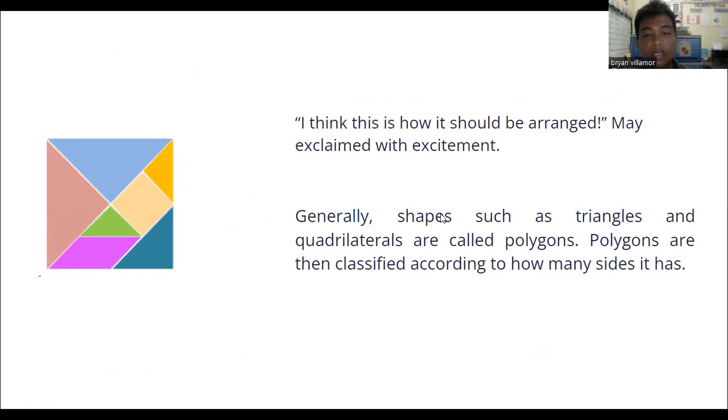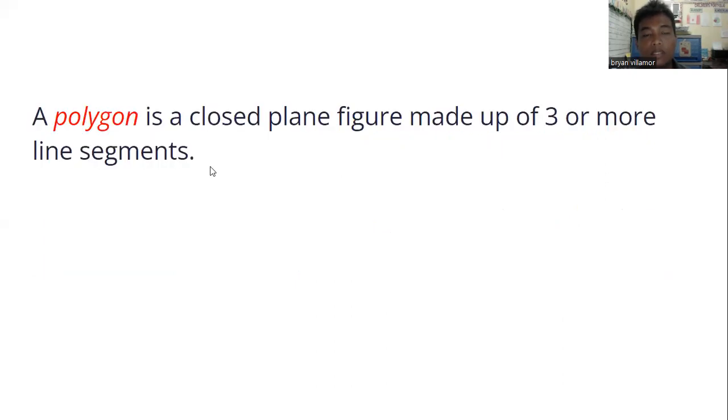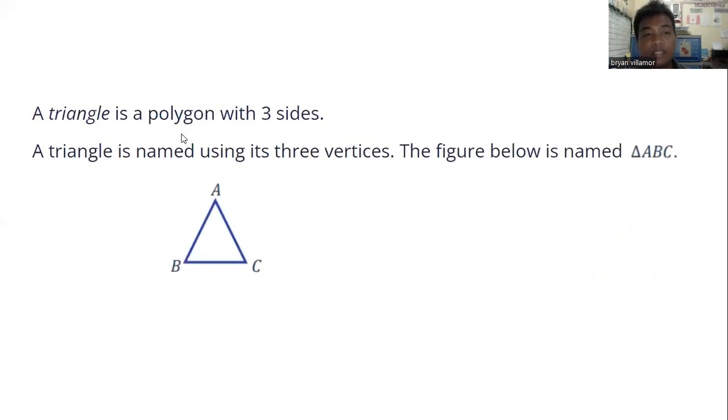Generally, shapes such as triangles and quadrilaterals are called polygons. Polygons are classified according to how many sides they have. A polygon is a closed plane figure made up of three or more line segments. A triangle is a polygon with three sides. A triangle is named using its three vertices. The figure below is named triangle ABC.